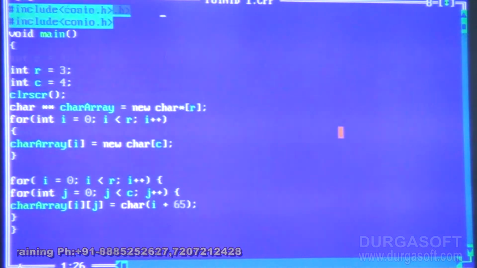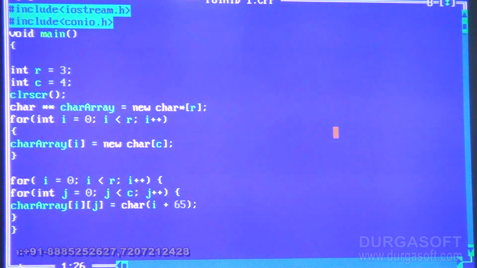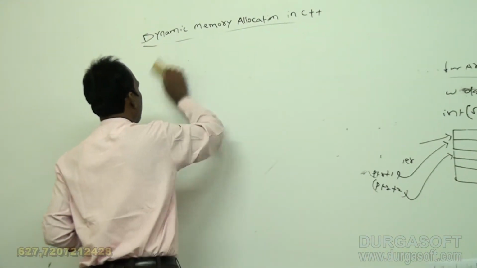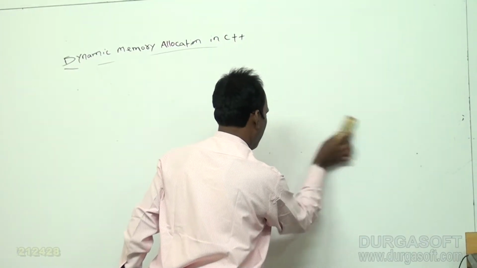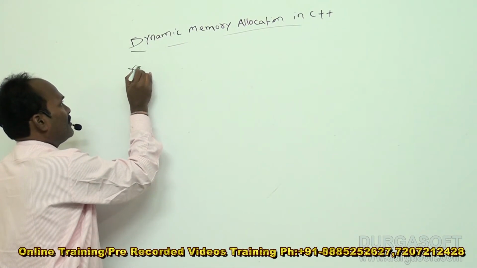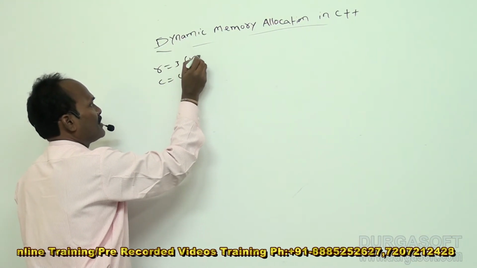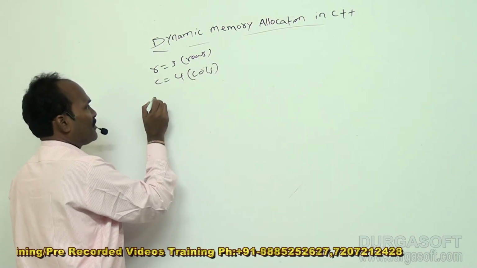Just to look at this, the arrangement will be like this. I will show it on the board. Just have a look here. First R equal to 3 and C equal to 4. So here R indicates rows, and C indicates columns. So first the array is created.